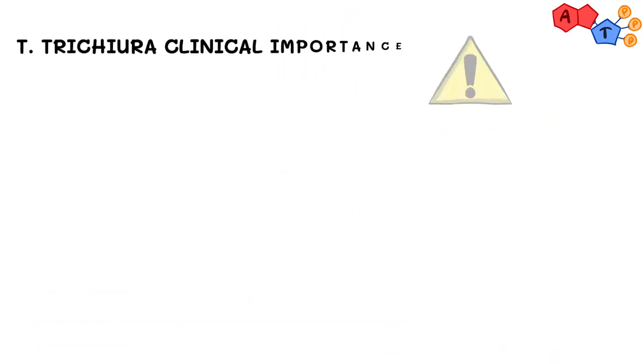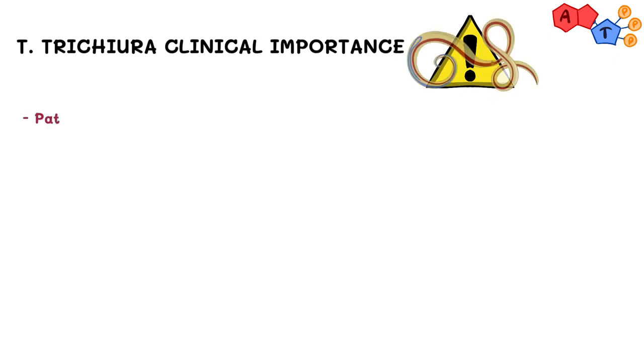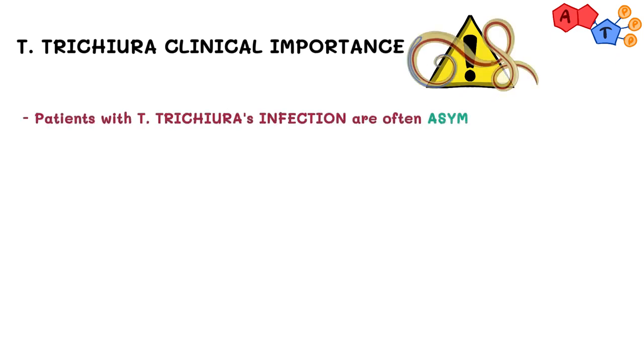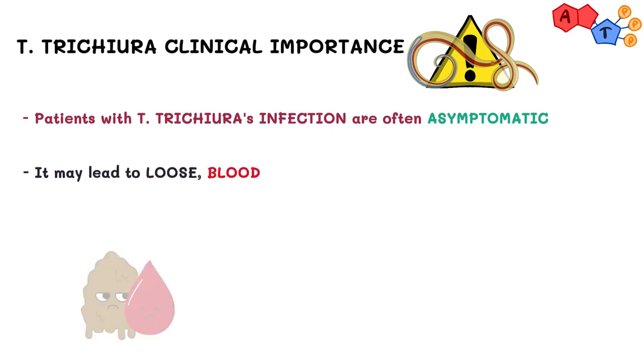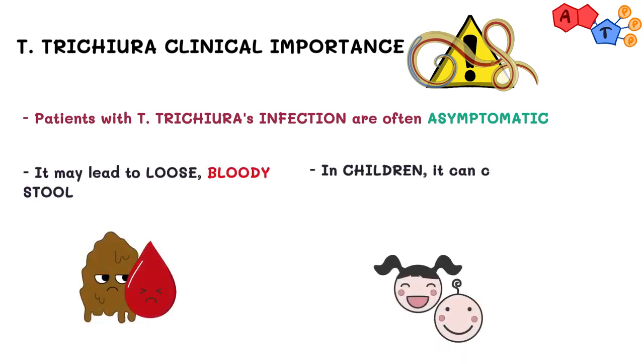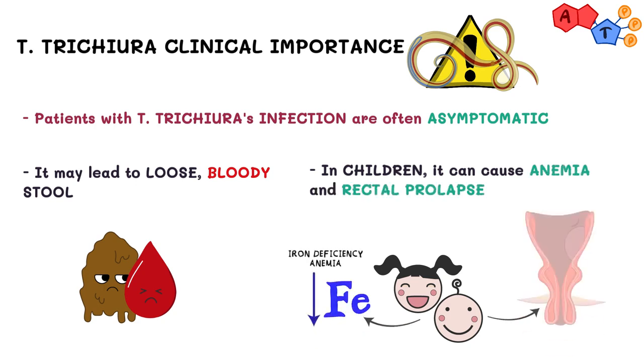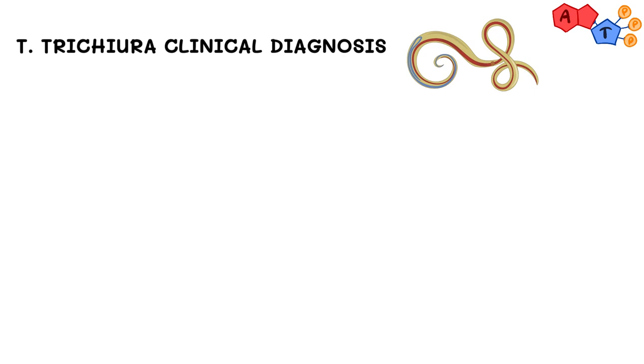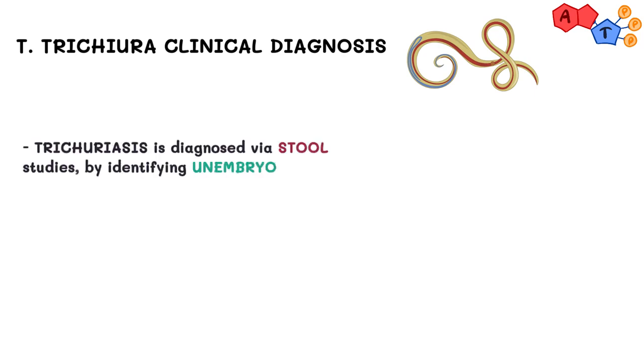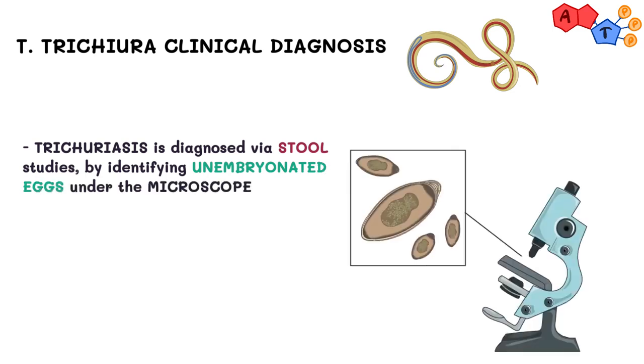For the clinical importance, Trichuris trichiura infection oftentimes goes unnoticed, since it's asymptomatic. However, some patients might have loose stool with blood in it. In children, it can lead to anemia and rectal prolapse. For the diagnosis, similar to most intestinal nematodes, Trichuris trichiura diagnosis can be achieved by performing stool examination under the microscope, which will show unembryonated eggs.